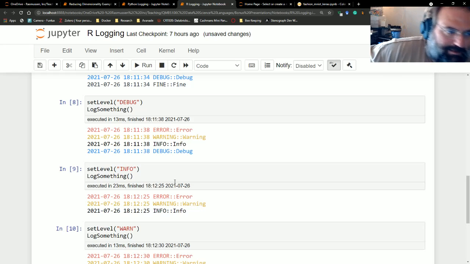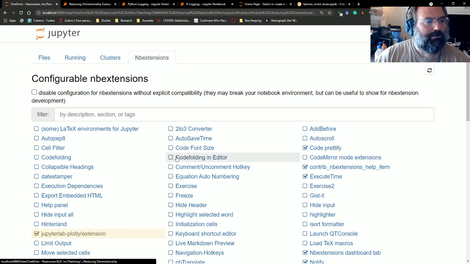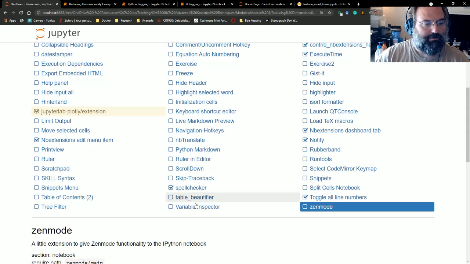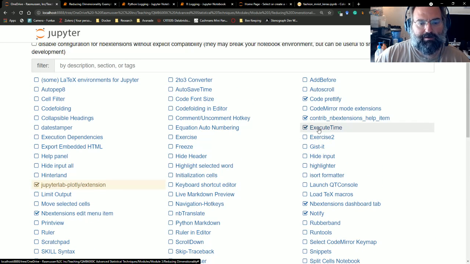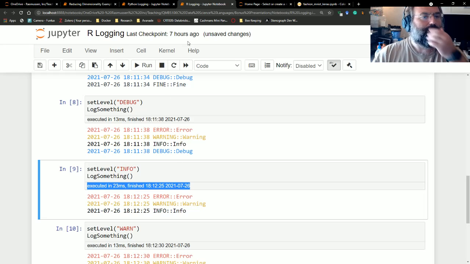Yes, it does. Very cool. Also, I learned, poking around inside of a Jupyter, rather than installing the time execution extension, there's one that's built in that's awful nice. It was like execute time, right? And that's the one that we're seeing here with this nice little formatting. So yeah, that's cool stuff.